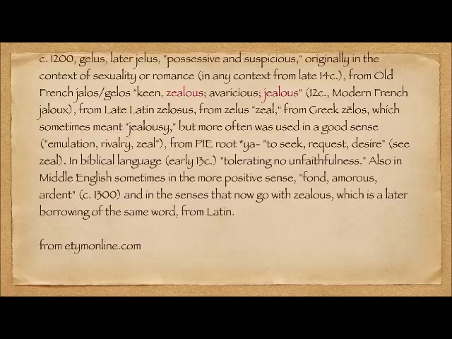Let's look at that for a minute. From an etymology site online, we see that the words jealous and zealous actually come from the same root and the same context. Possessive or suspicious, but originally in a context of sexuality or romance. They come from an old French, jealous, I am not a French reader, and there's a modern French word, but they're from Latin, from the idea of zeal, and also in Greek, a similar root, zealous, which sometimes means jealous. In a good sense, we see in biblical language, it means tolerating no unfaithfulness.